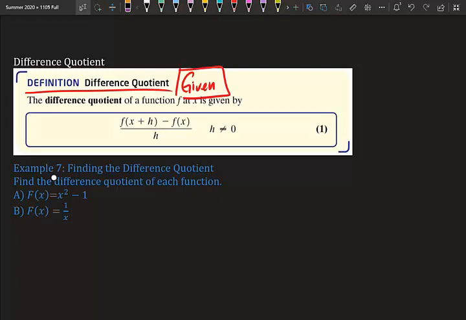You see that x plus h? Yep, I know. That's why we're talking about it. That's why we talked about it.